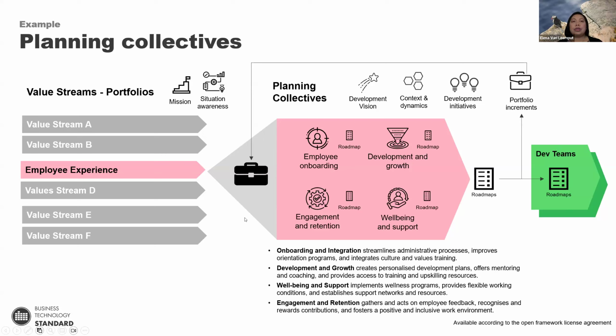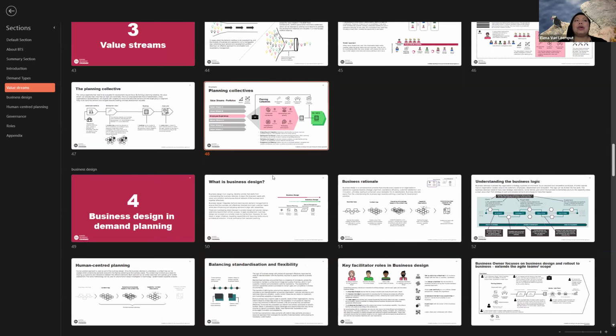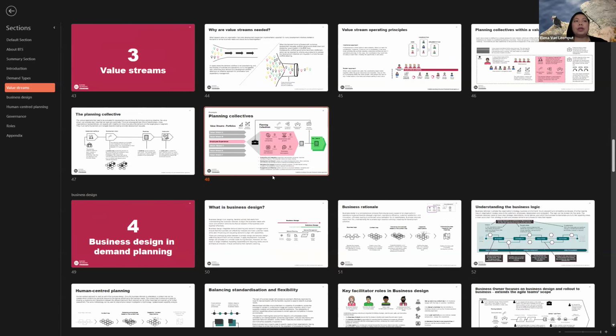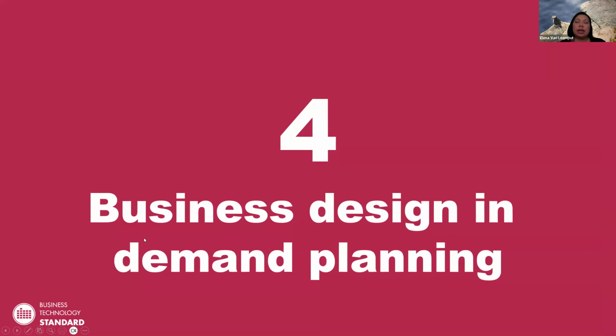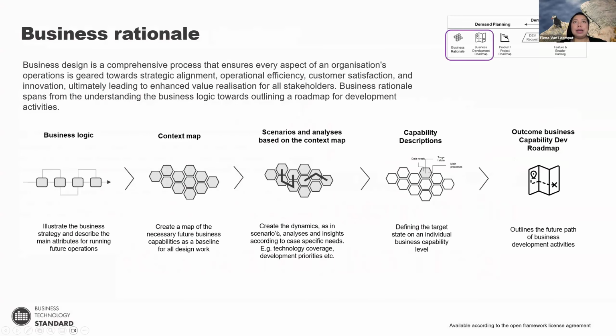And then if we look into a part of what a planning collective does, it helps do the business design. So in the planning collective, they'll be doing business design within that demand planning. And if you remember, demand planning is the first part of the demand discipline before it goes to demand management. So now we're talking about this part here, demand planning, and business design is done within that part. And what does it mean?